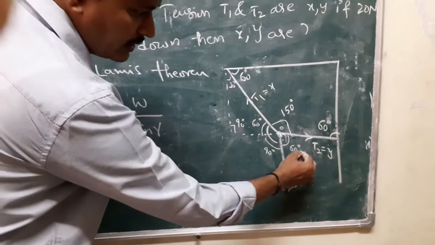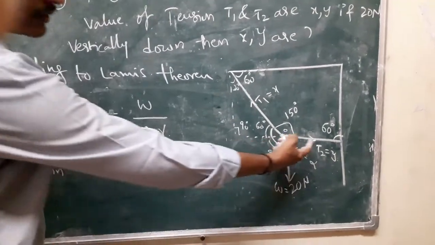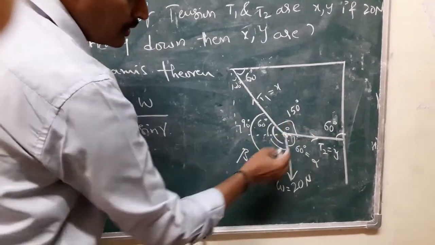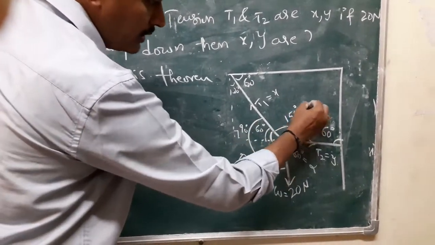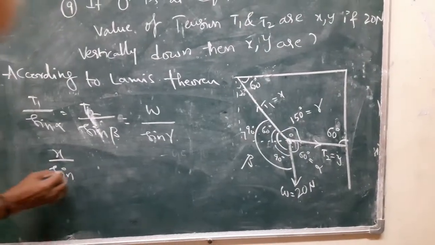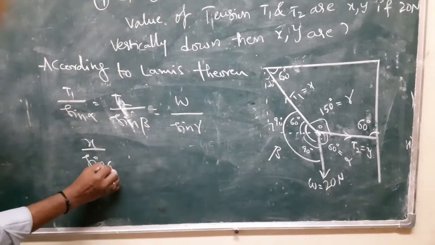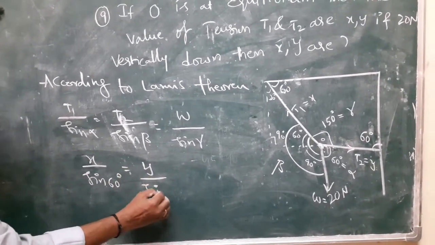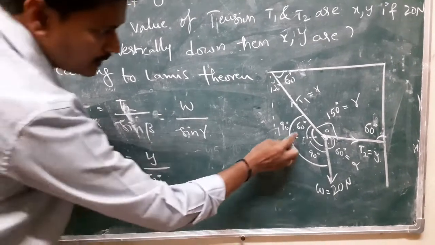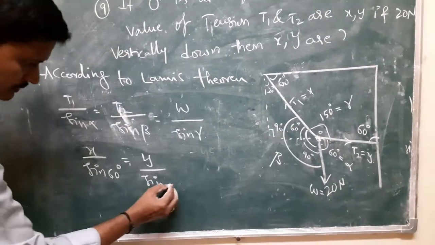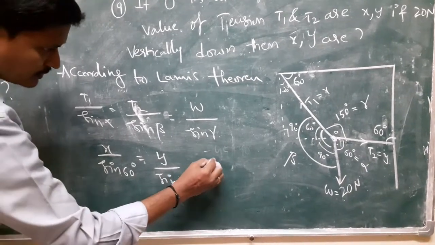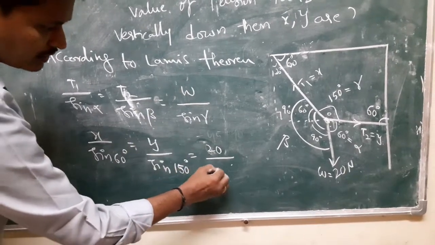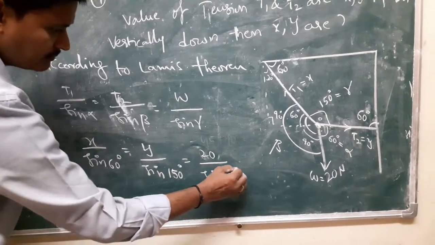Therefore, T1 means x by sine of alpha. T1's opposite angle is alpha. Tension T2's opposite angle is called beta, and the weight W's opposite angle is called gamma. Sine of alpha is equal to sine of 60. T2 means y divided by sine of beta. Beta is nothing but 90 plus 60, that is 150. W means 20 divided by sine of gamma, which is also sine of 150.